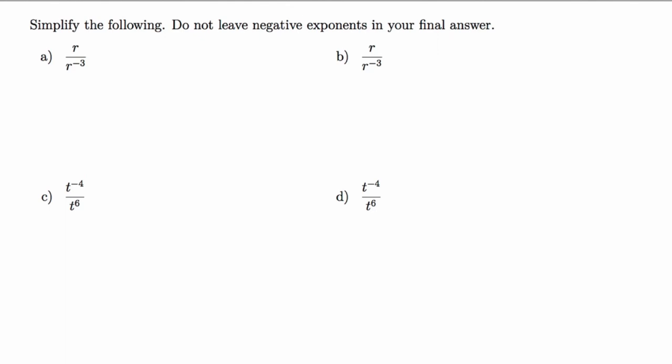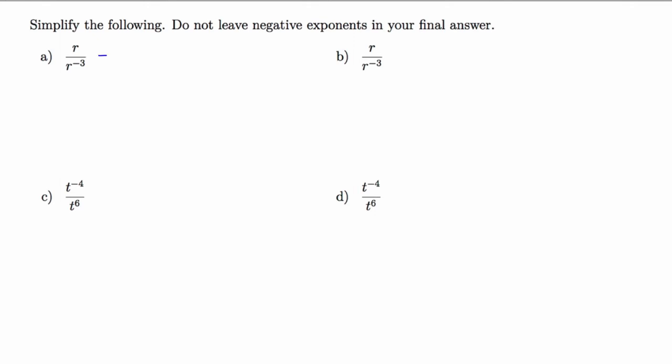In this example, we're going to simplify two expressions involving negative exponents. We will approach each of these examples from two different ways to show you that there are different ways you can approach any one of these problems. It is not that one of these approaches will be better than the other, it's that hopefully one will make more sense to you, and you will end up using the approach that makes more sense to you as you simplify. In part A, we have r divided by r to the negative 3.